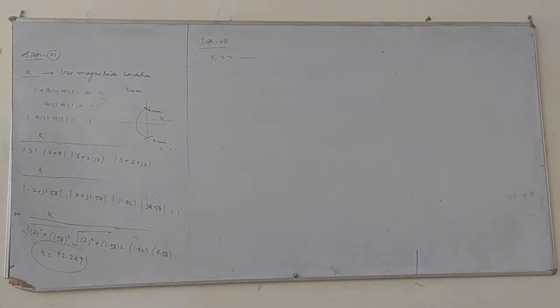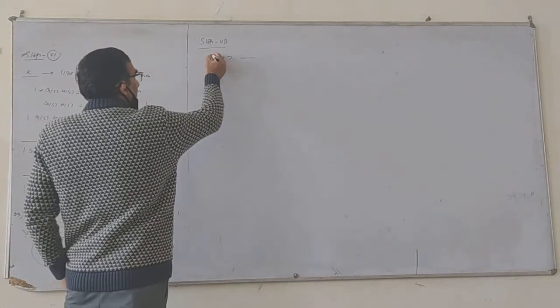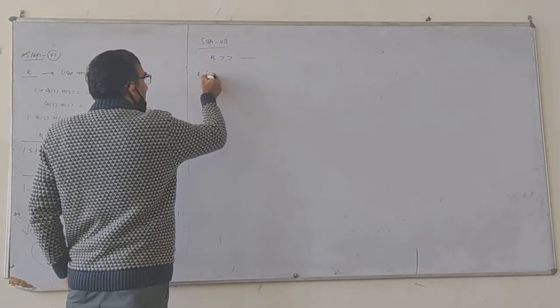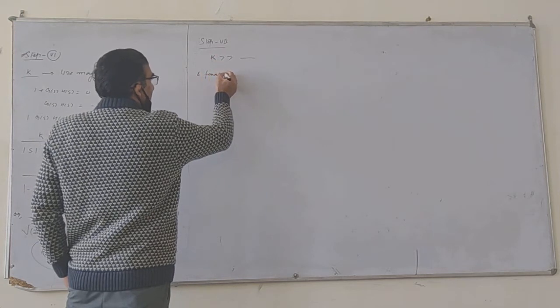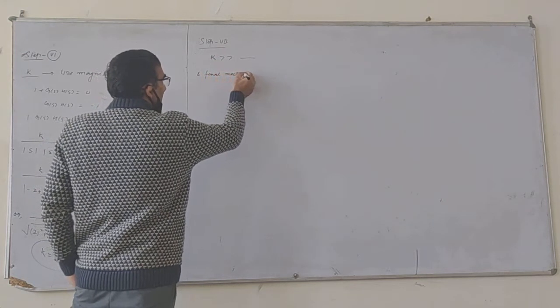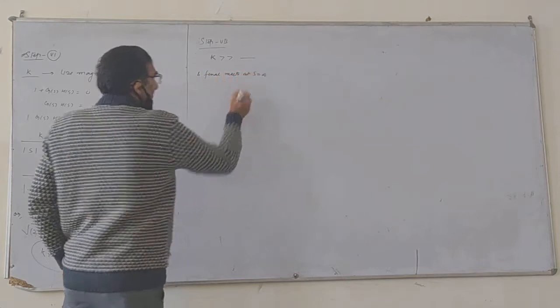Or asymptotic lines. An asymptote is a straight line to which the root locus moves parallelly and finally meets or intersects at s equal to infinity.